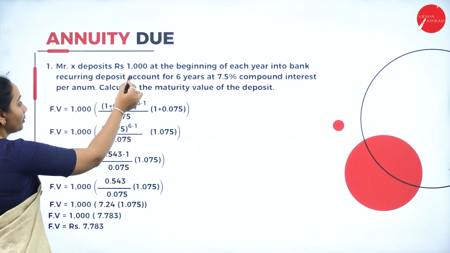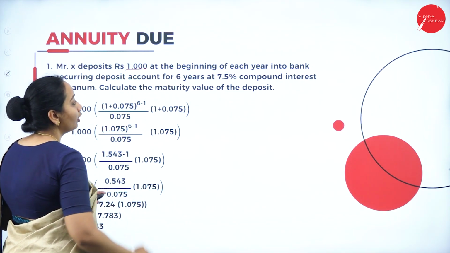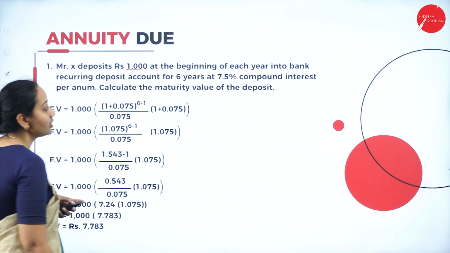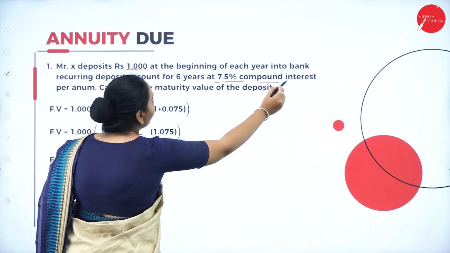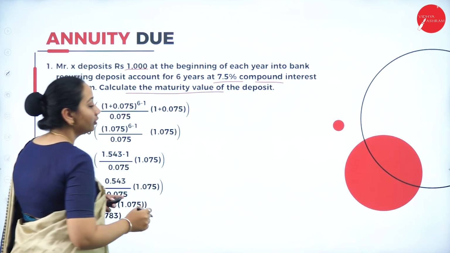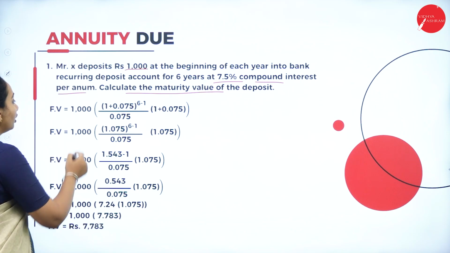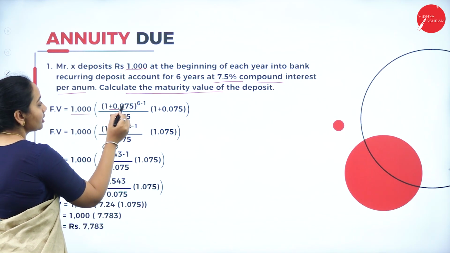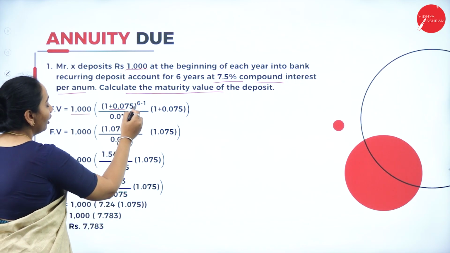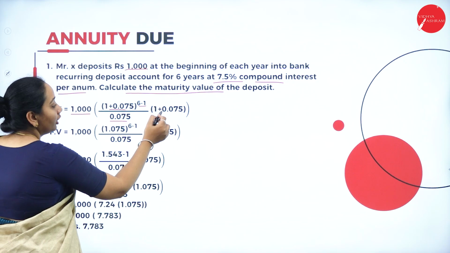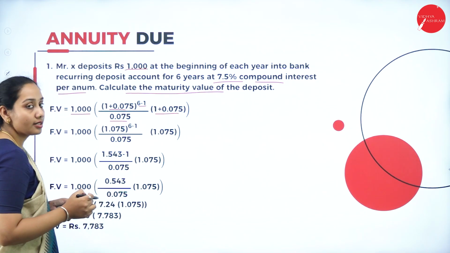So Mr. X deposits rupees 1,000 at the beginning of each year into a bank recurring account for 6 years at 7.5% compound interest per annum. Calculate the maturity value of the deposit. Okay. So future value is equal to 1,000 into (1 plus 0.075) to the power of 6 minus 1, divided by 0.075, into (1 plus 0.075).